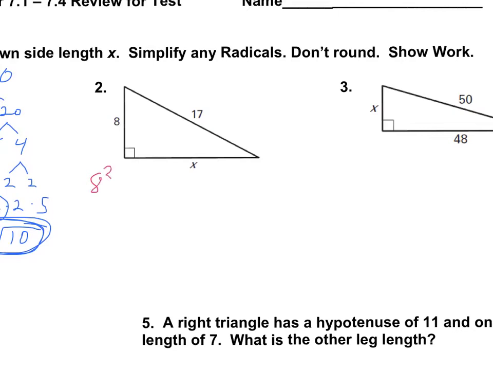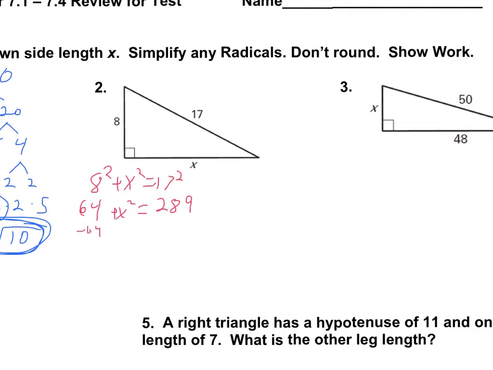Alright, here's another one, number 2. Let's do 8 squared plus x squared equals 17 squared. It is very important which side goes by itself. It has to be the hypotenuse side. It's not just the x that's going to be by itself. In this case, x is not by itself, at least not yet. So let's see here. 8 squared is 64. 17 squared is 289. Feel free to use your calculator.